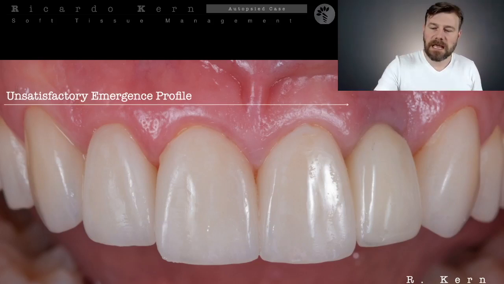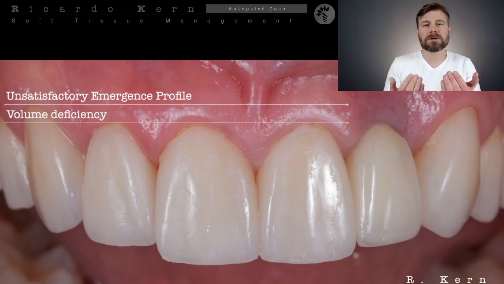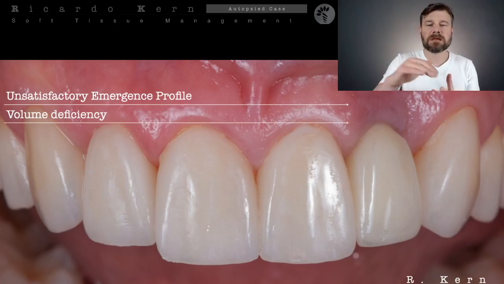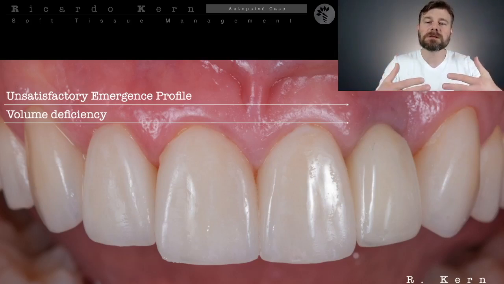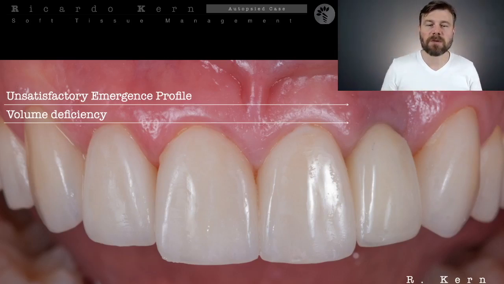In a case like this one that I'm seeing here, I have of course a deficiency on this emergence profile, because of course the volume of the tissue is not enough. So you will see a very rounded emergence profile for these lateral incisors. We need to augment this tissue with a connective tissue graft to have a natural emergence profile.